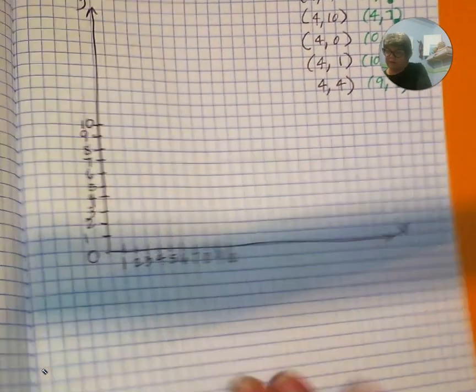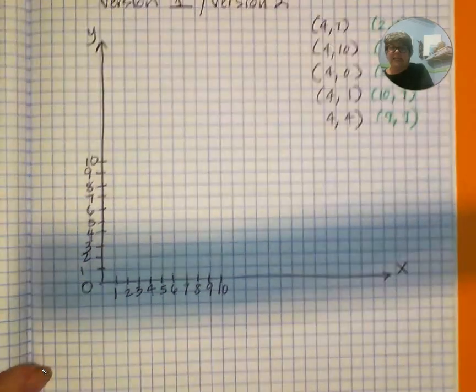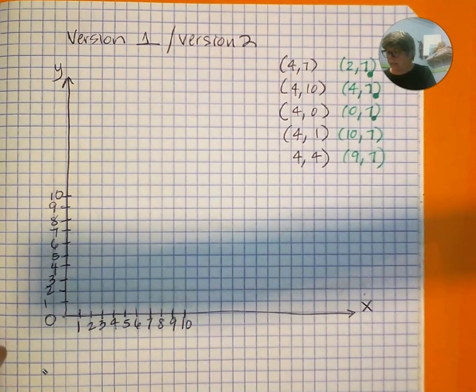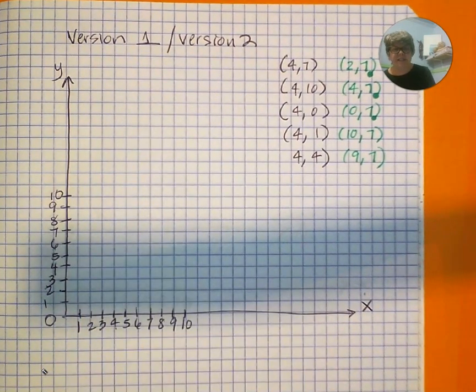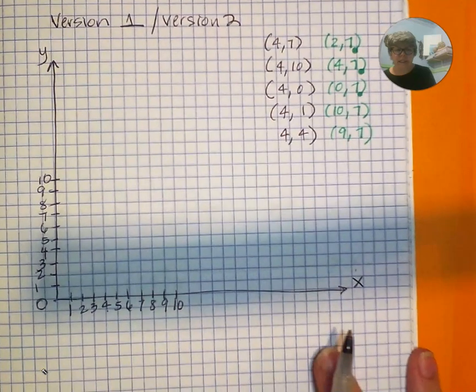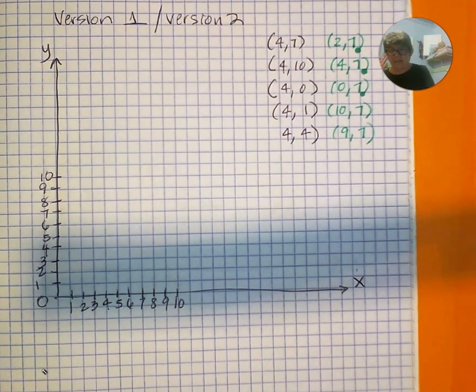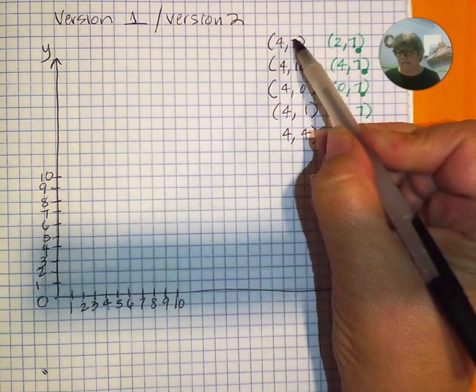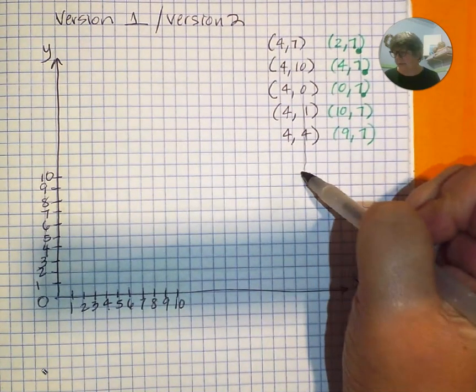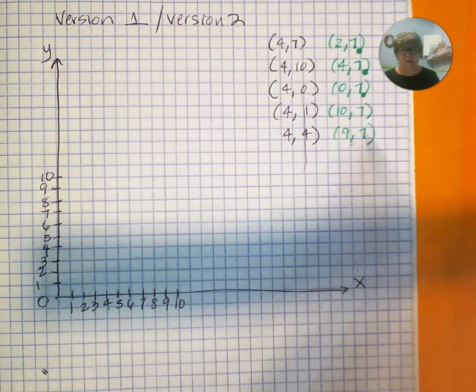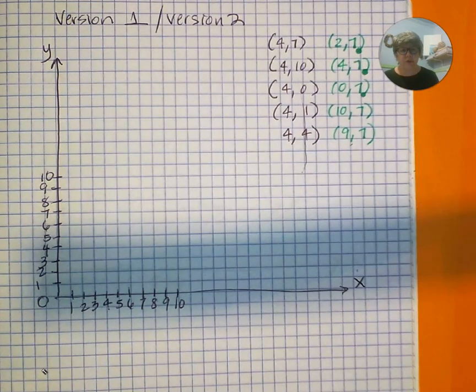And in your book, you have a page that kind of looks like this. It says version 1 on the top, and then there's another page that says version 2. If you're in class, you could do this in class with your teacher and your classmates, but I'm just going to do it here so you can see what it's like. We're going to plot these points, the black ones, and then we're going to plot the green ones. So version 1 are the black ones and version 2 are the green ones.